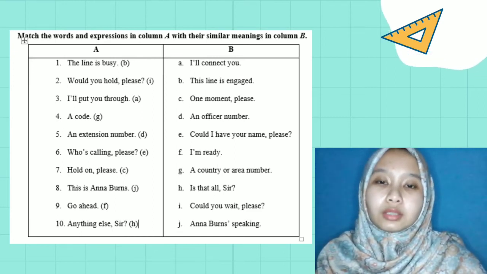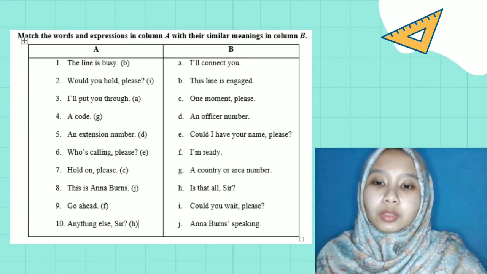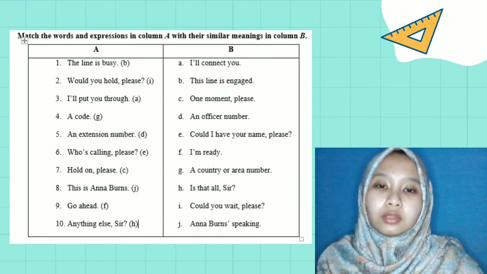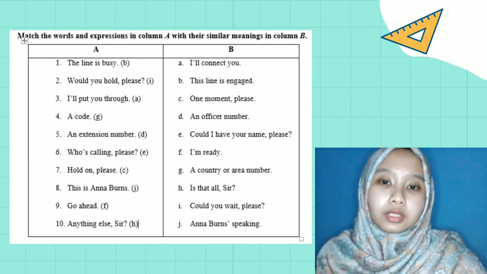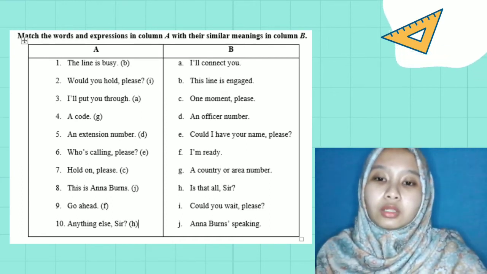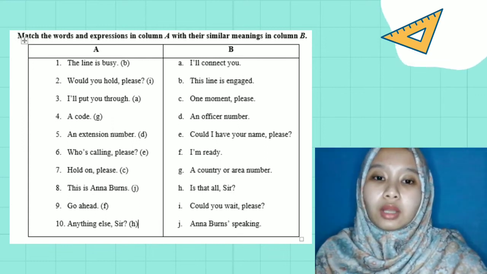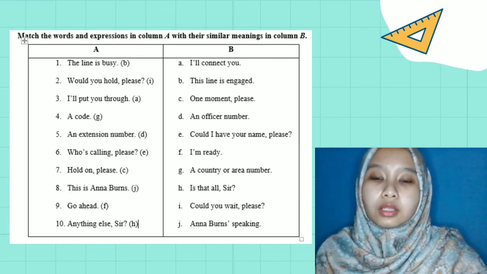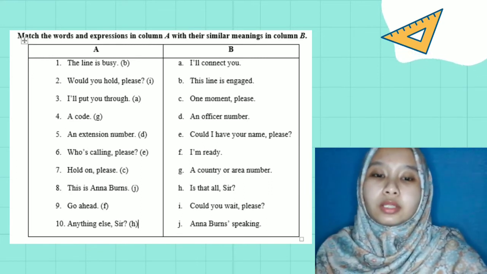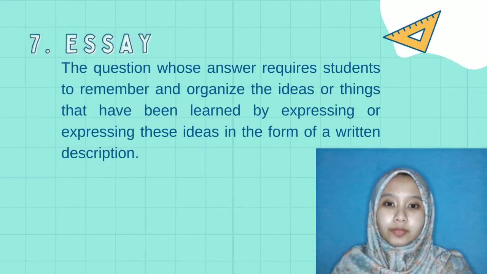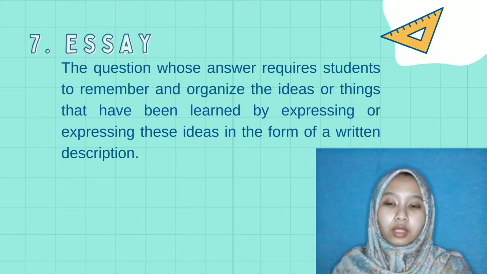The line is engaged. Number 2, would you hold please? The correct answer is I. Could you wait please? And 3, I'll put you through. The correct answer is A. I'll connect you. Okay, for all the correct answers of the questions you can see on the screen. The last instrument is essay test, atau soal uraian.